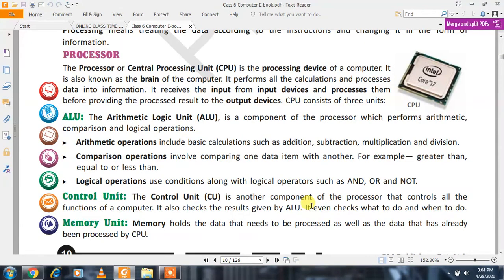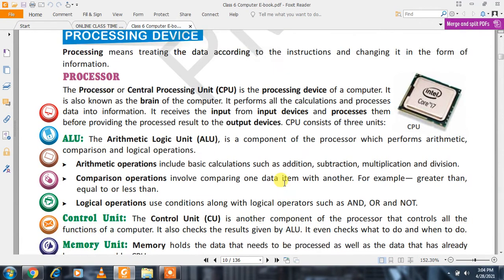And the third one is the memory unit, which holds the data temporarily before processing and after processing by the processor. यानी प्रोसेस्ड होने के पहले जो भी डेटा है वो टेम्पोरली मेमोरी में स्टोर होता है और प्रोसेस्ड होने के बाद भी डेटा टेम्पोरली मेमोरी में स्टोर होता है. So in this way, these three units collectively perform their function, and the processor can do its work of transforming the data into information.